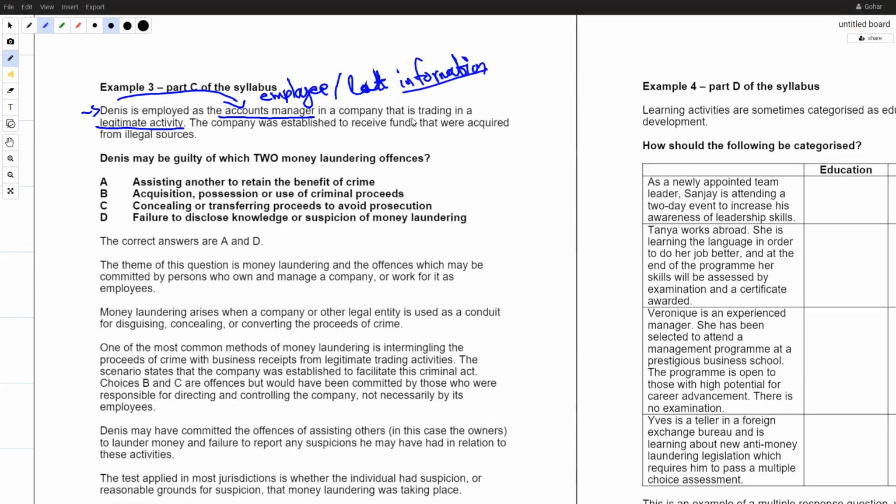So in a company that is trading in a legitimate activity, okay, the business is legal. Legitimate means that it is a legal business. The company was established to receive funds that were acquired from illegal sources. Wow, that is a very technical part of the question. What do we call something that if we have acquired illegal money?